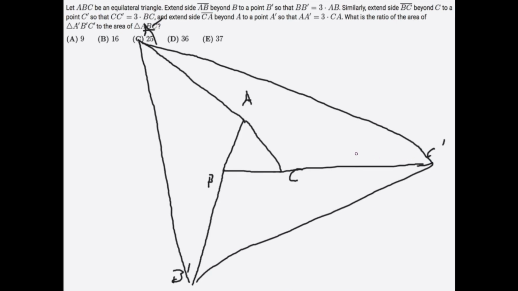In these geometry problems, where they ask for the ratio, you can set arbitrary values in order to make the problem more convenient. So for example, if we make ABC have side length 1, we know that A prime is 3, C prime is 3, and B prime is also 3. And this makes the problem a lot more convenient.